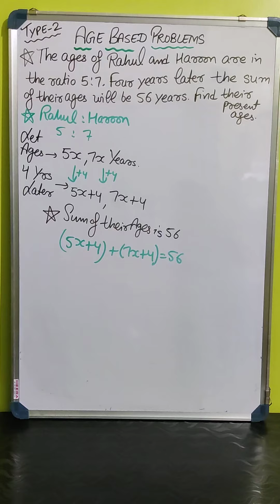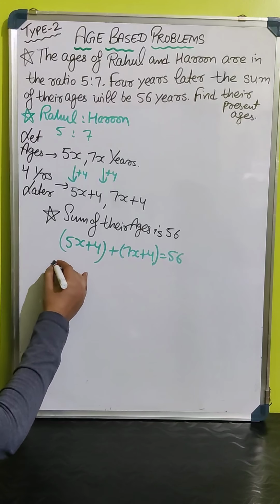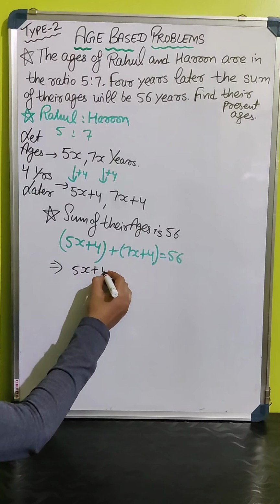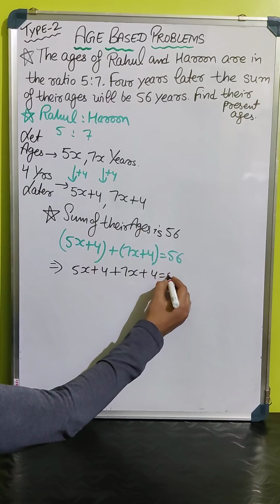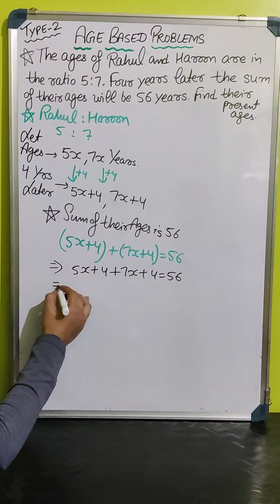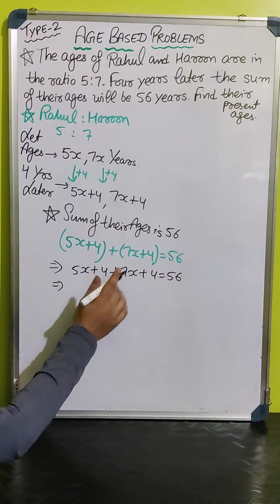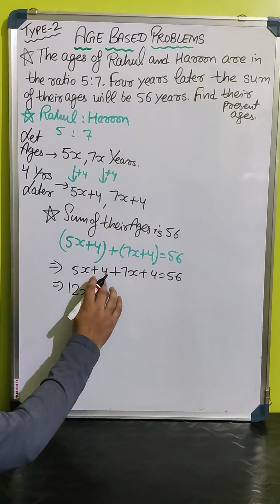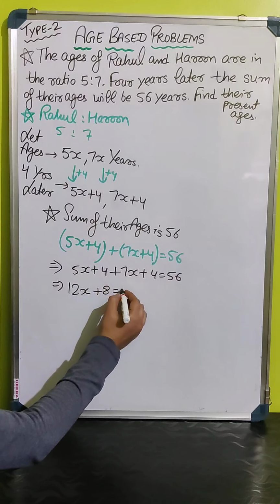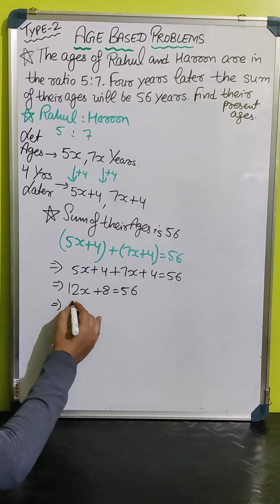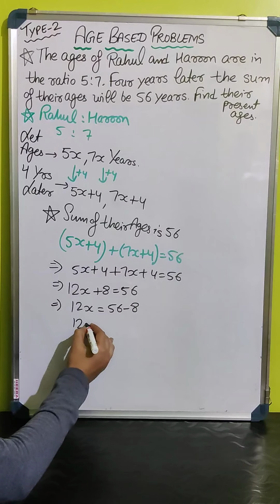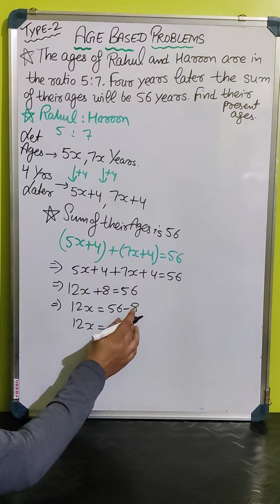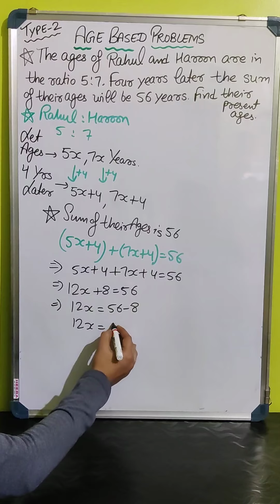Okay, now you can easily find out the value of x. Now remove the brackets. 5x plus 4, no operation is there, only plus is there, so it will remain the same, is equal to 56. Okay, now add the variables 5x and 7x, it will be 12x, 4 and 4, it will be 8, is equal to 56. So it should be 12x equals 56 minus 8. 12x equals 56 minus 8, it should be 48.